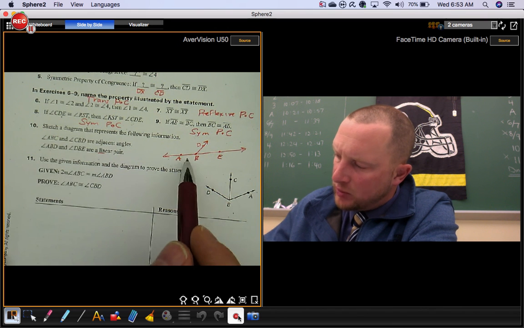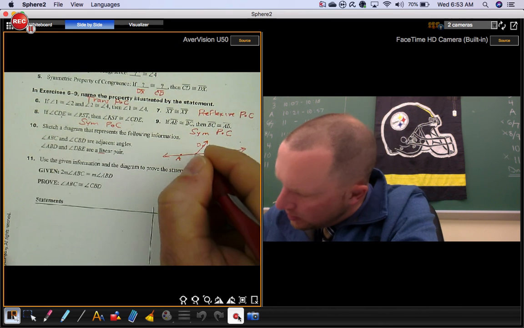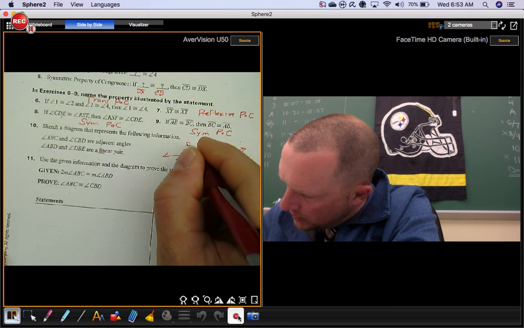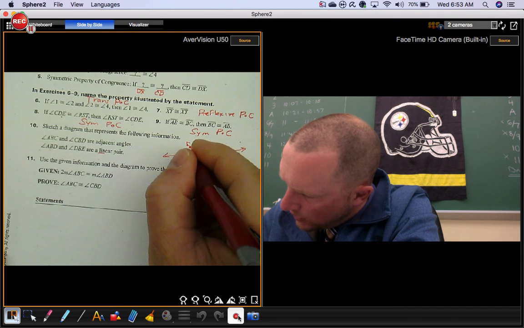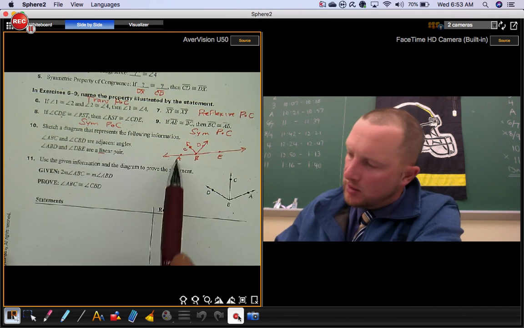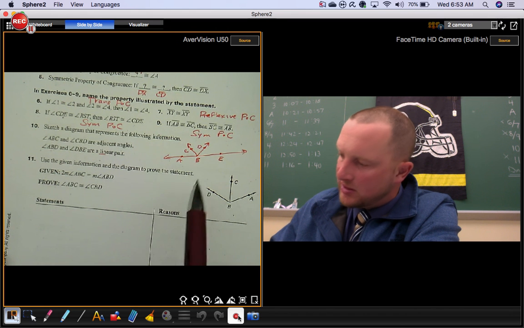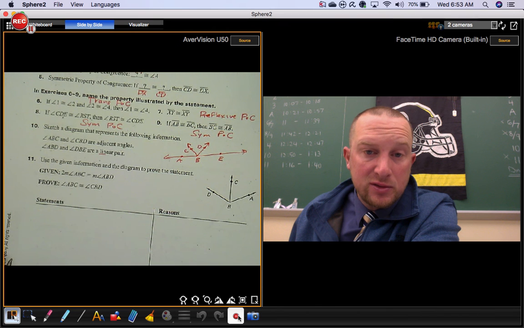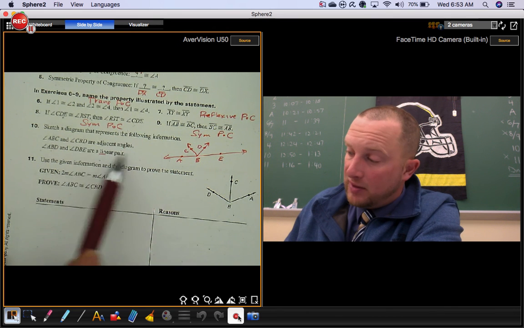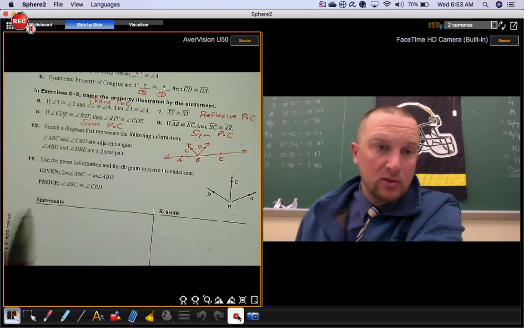Angle ABC and angle CBD need to be adjacent angles. Well, if you just put one ray in there where that's point C, notice what you get. You get angle ABC and you get angle CBD, and they are adjacent angles. So you could have done this together in one diagram.